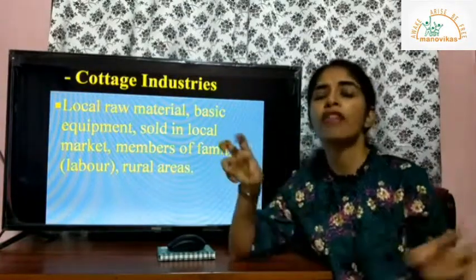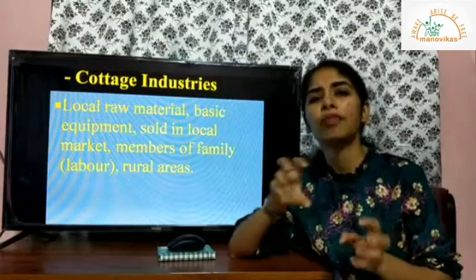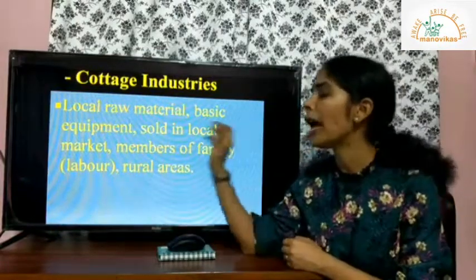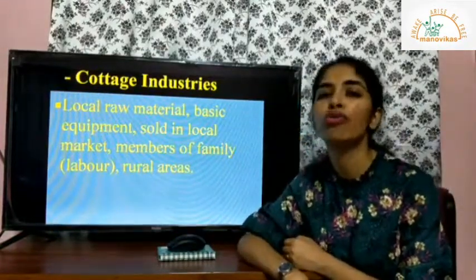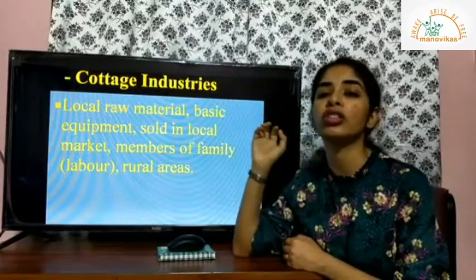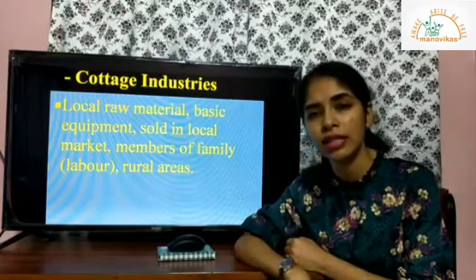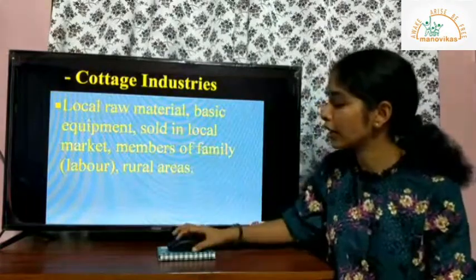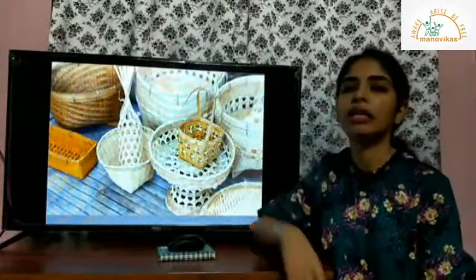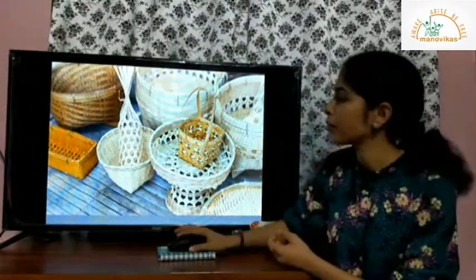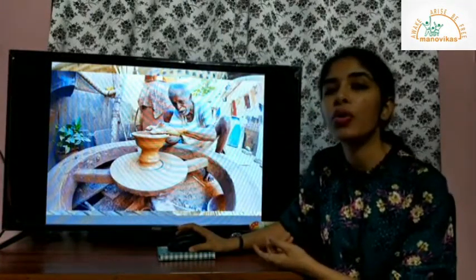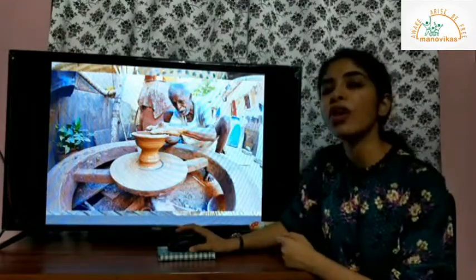Or sometimes a small family and the members of the family, they produce these tiny products and they sell them in the market. Okay, and these are mostly found in the rural areas. You won't find cottage industries in huge urban areas or a city. You'll find them somewhere away in a village area. Okay, now what are they? Okay, basket making is a cottage industry. Okay, everything is done by hands. Then pottery. Okay, we have the earthen products which we find in the local market. So that is an example of a cottage industry.